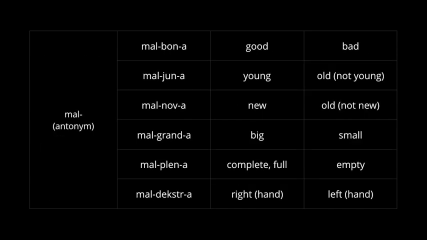And then there's the very overworked prefix mal. It makes antonyms. Esperanto doesn't have a separate root for bad. It's just malbona. It doesn't have a separate root for old, either the opposite of young or the opposite of new. It's maljuna or malnova. There's no word for small. It's malgranda. There's no word for empty. It's malplena. There's no word for left. And speaking as a left-hander, I don't love this, but it is what it is. Maldekstra. Which word of a pair exists and which one just gets mal? Well, just have to remember that.